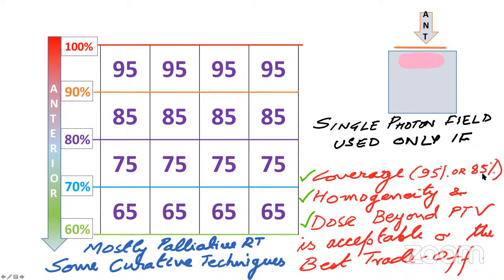85 would be in a palliative setting, 95 is that, and the homogeneity is there, and the dose beyond the PTV is acceptable, or it is the best trade-off. So mostly the dose beyond the PTV would not be acceptable. You would not be happy that all this area gets 60 or 50%. So that's why you would not use a single anterior field. That is the reason. Otherwise, for so many things, you can just use a single anterior field.